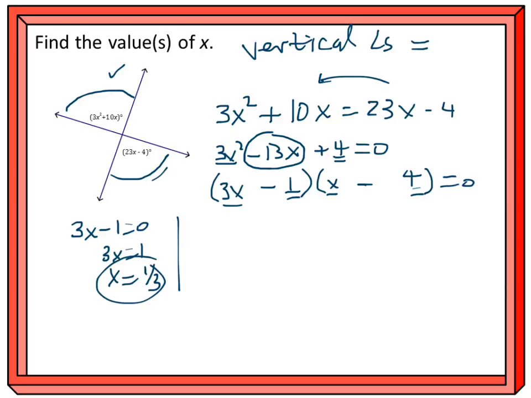For the other one, I can also think of this as a shortcut: just flip the sign, so x is equal to 4. Those are our two possible values of x.